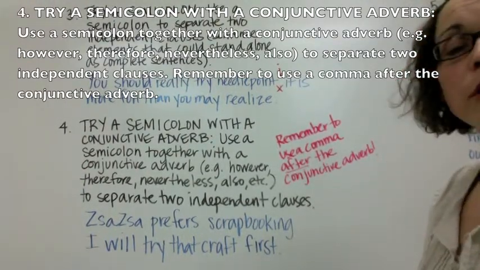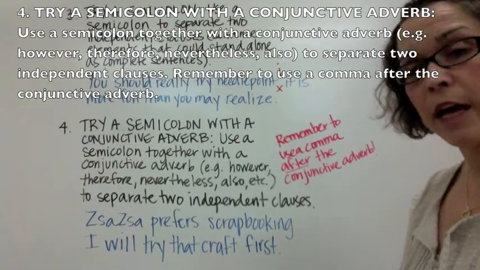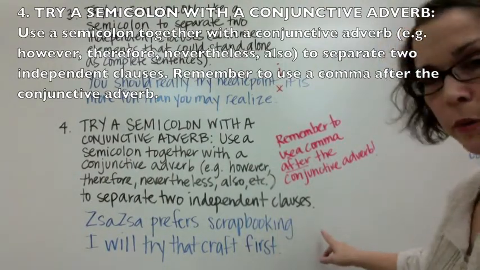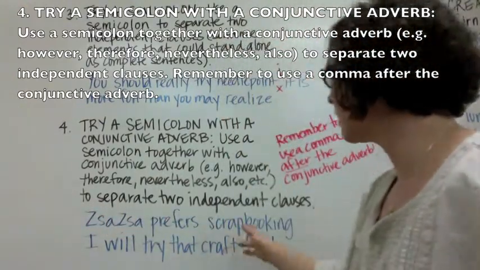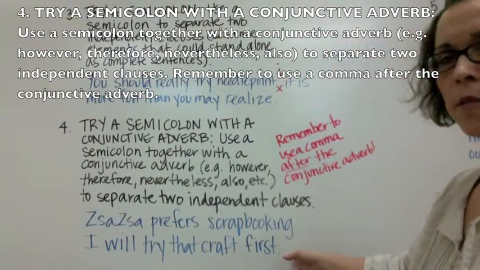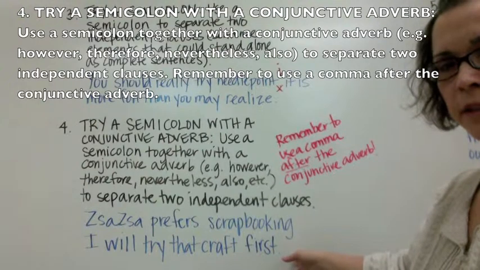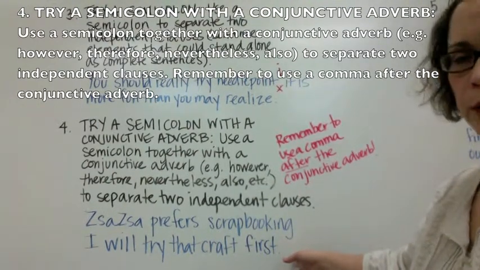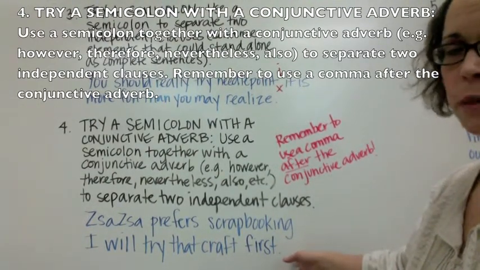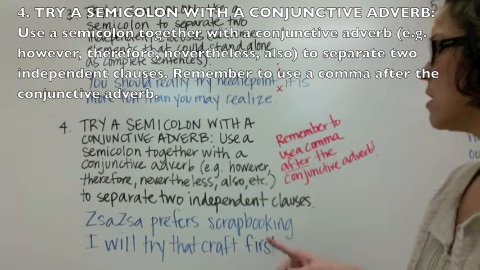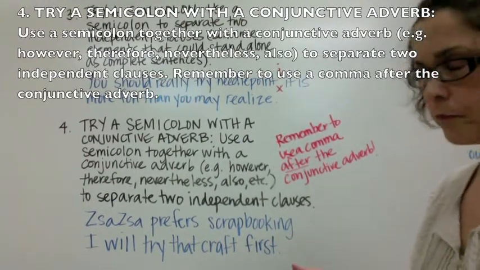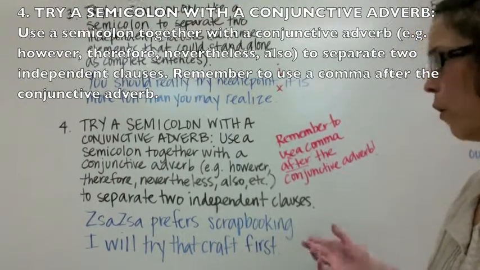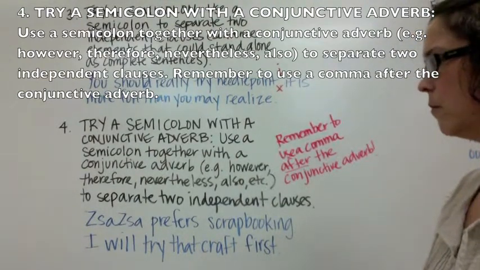Jaja prefers scrapbooking. I will try that craft first. Okay, so as written, there's no punctuation from the beginning of this sentence all the way till the end. But if you look at it, I hope that you can see that it's two independent clauses, two complete statements that could be independent sentences by themselves. Jaja prefers scrapbooking. I will try that craft first. Okay, so where would we put our semicolon? We're going to put it right here.